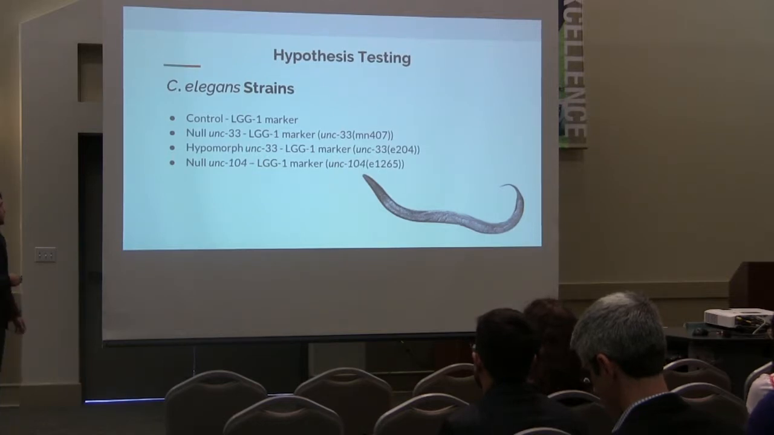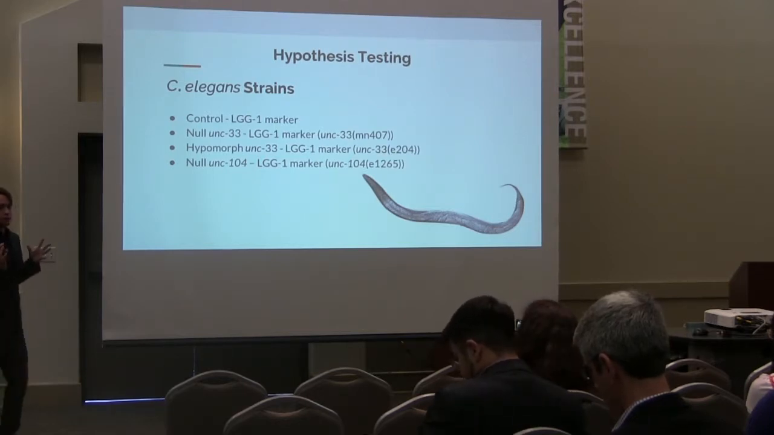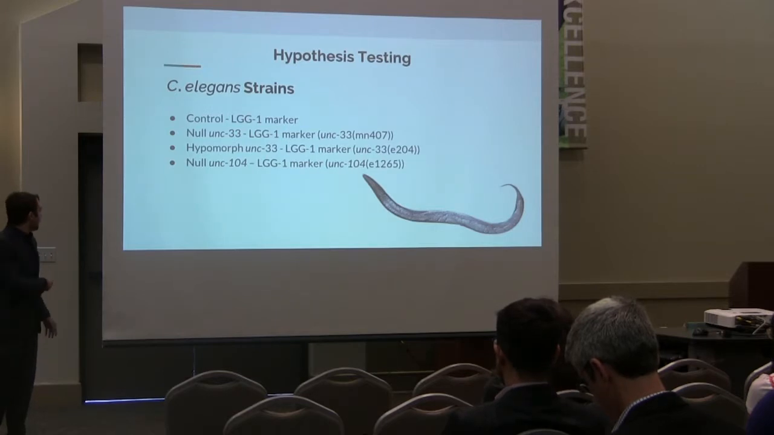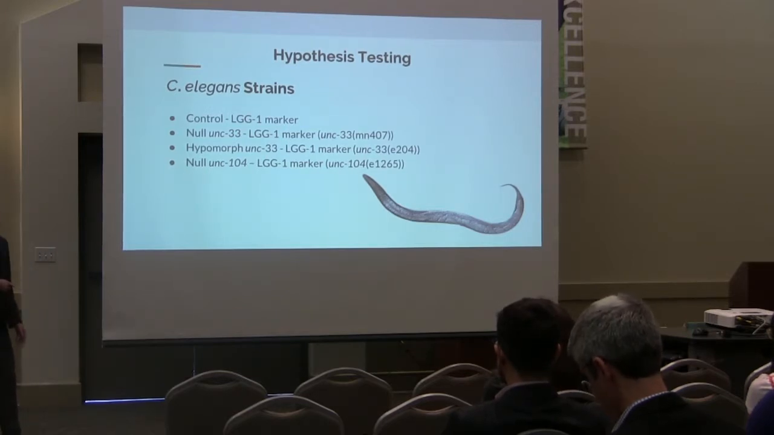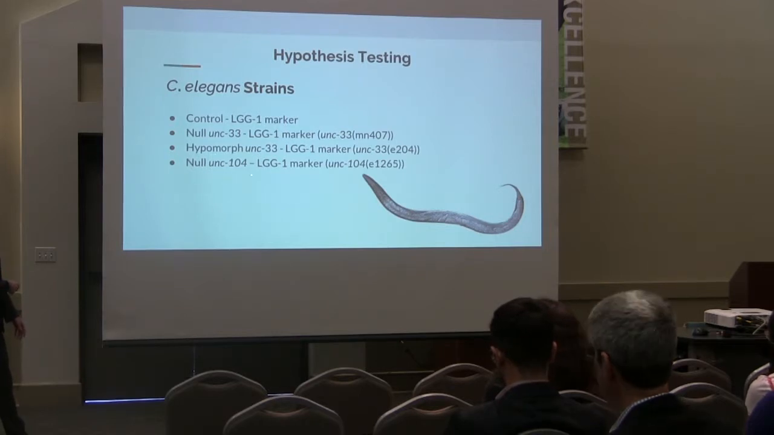So to test this, we use a variety of C. elegans strains. We have a control strain that just has an LGG-1 marker, which I'll explain in just a second. We have a null UNC-33, which is that e407 allele that I mentioned, with the LGG-1 marker. Then we have a hypomorph that is an e204 mutant, which affects how UNC-104 forms tetramers, so four protein subunits come together to make a functional final product, and this introduces a mutation that affects that process. And then we also have a null UNC-104 mutant because of the known role in trafficking for maturation of autophagosomes. So we're interested in seeing how motor protein mutations affect the flux through autophagy.